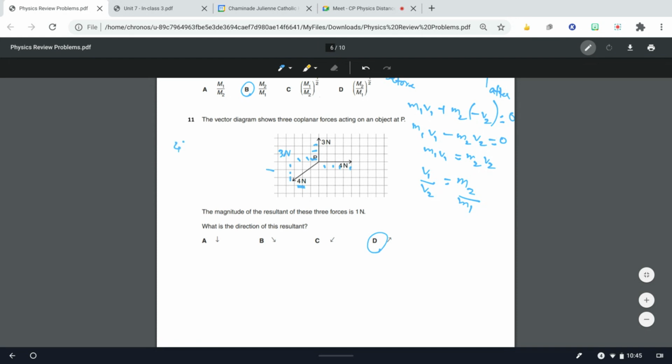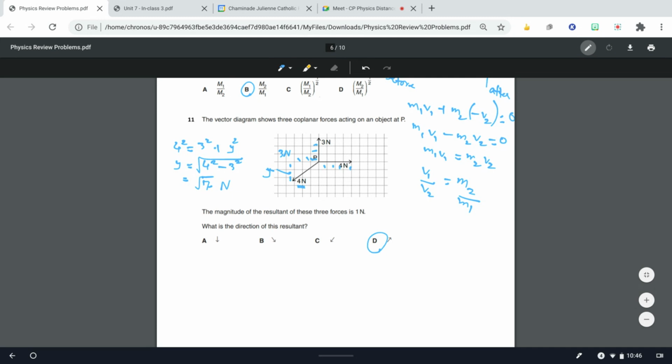So 4 squared is equal to 3 squared plus whatever this component is, let's say y squared. So y is going to be 4 squared minus 3 squared under the radical, or root 7 newtons.